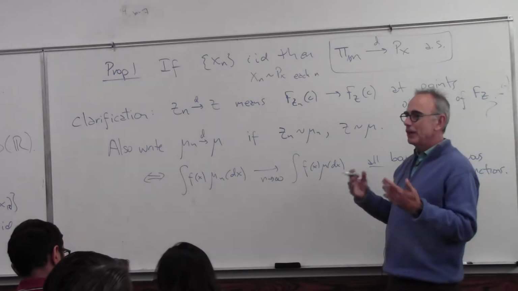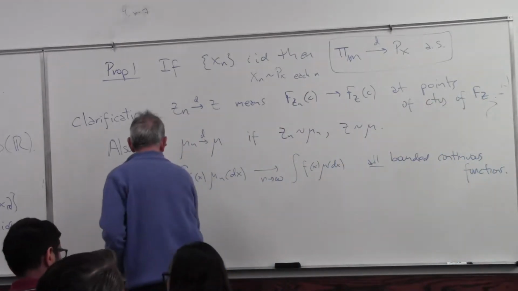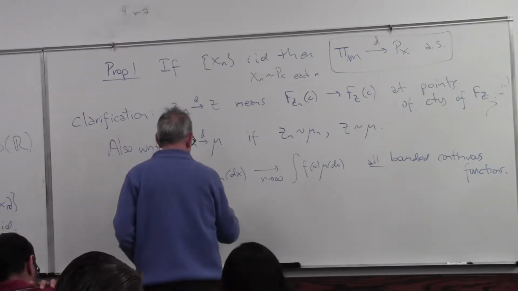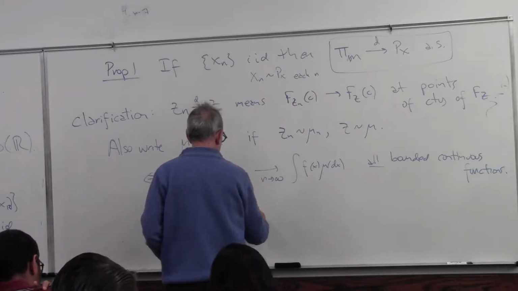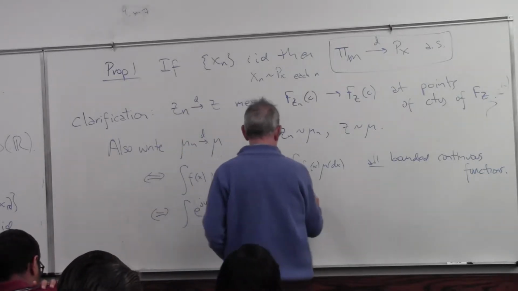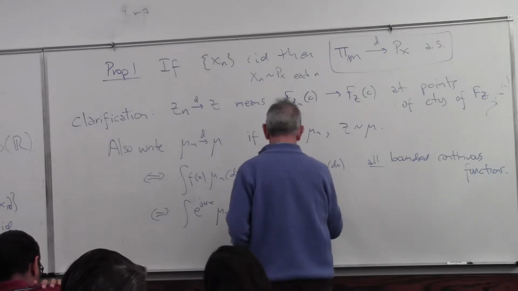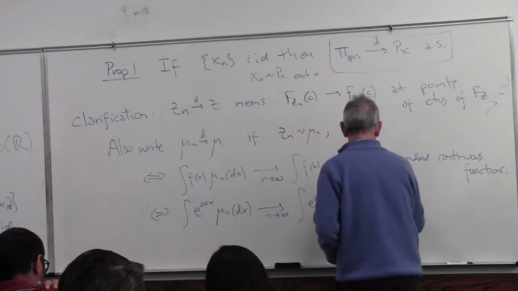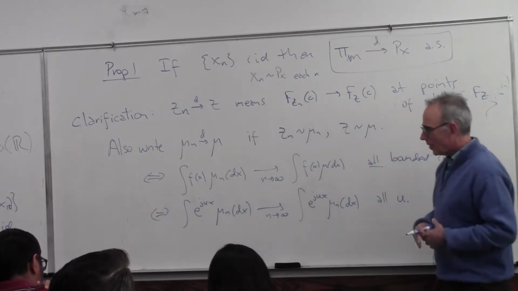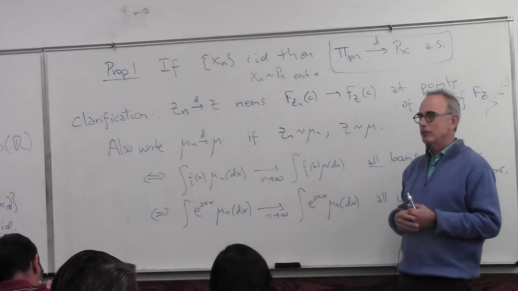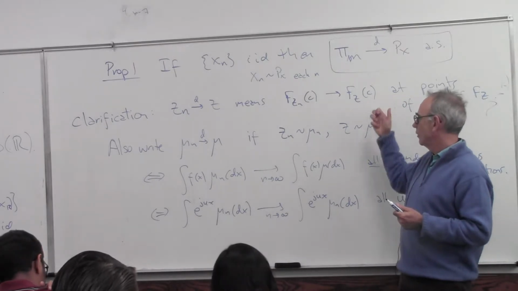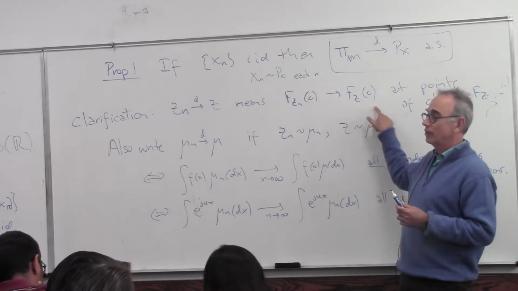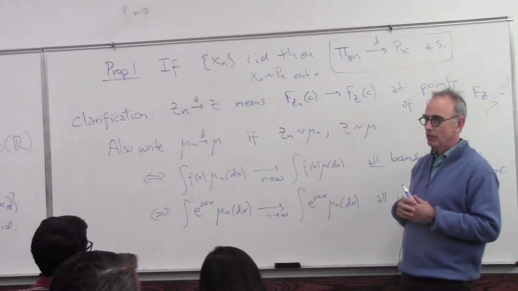Okay, and that's the same as looking at the characteristic functions. So that's a theorem I stated last time without proof: this is equivalent to this, which is equivalent to that. But here I'm just writing in terms of the probability measures instead of the CDFs. Big deal.